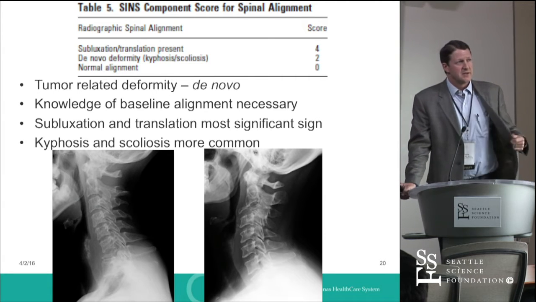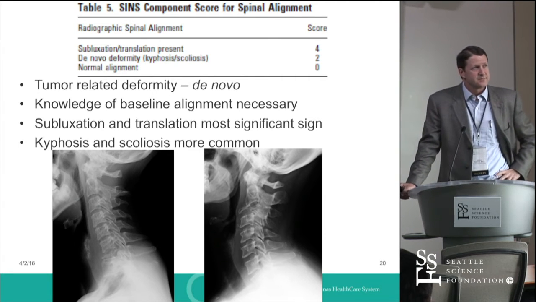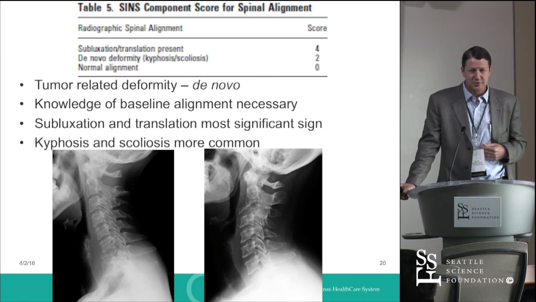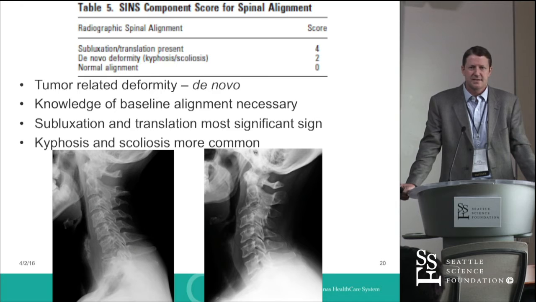So spinal alignment, another important factor. One important factor in this spinal alignment is on upright radiographs. The calls I tend to get, and I'm sure many of the other surgeons in the room, is a patient got a CT scan for staging purposes and there's some compression there. Is that okay?